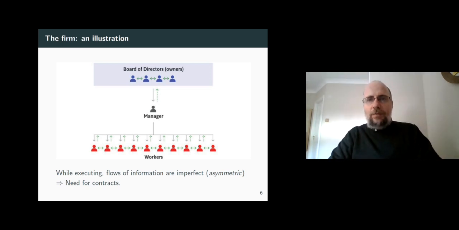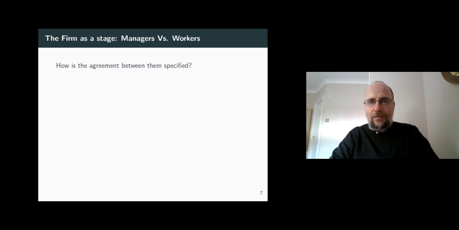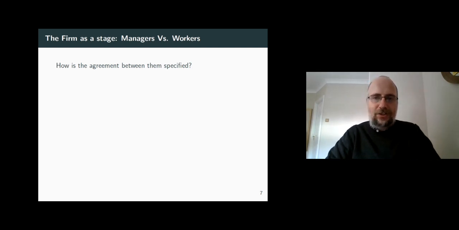Now, to minimize the problems that arise due to asymmetric information, senior managers typically employ mid-level managers on contracts, and the same is valid for mid-level managers who employ the workers. So those arrangements between the owners, the managers, and the workers that ensure the firm executes on its strategy are set out in contracts. Contracts make sure that the goals of everyone involved in the firm are aligned. But is this really what's going on in a firm?